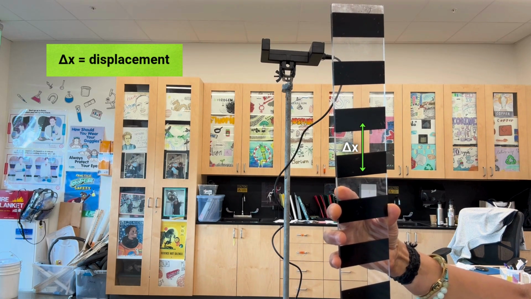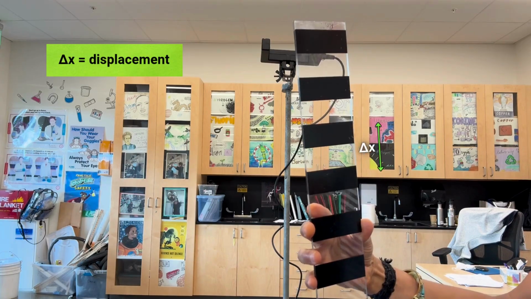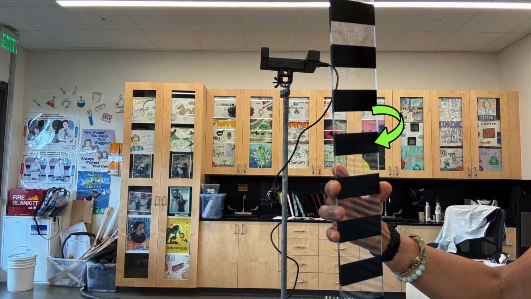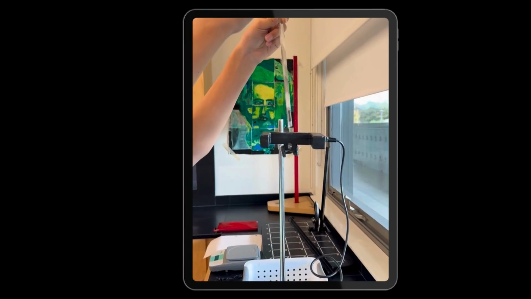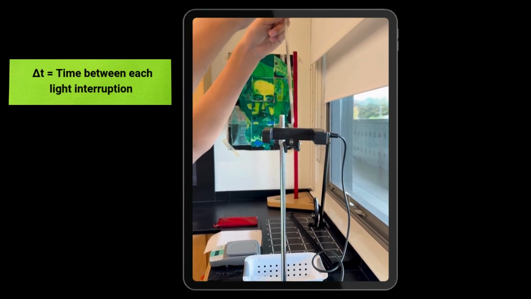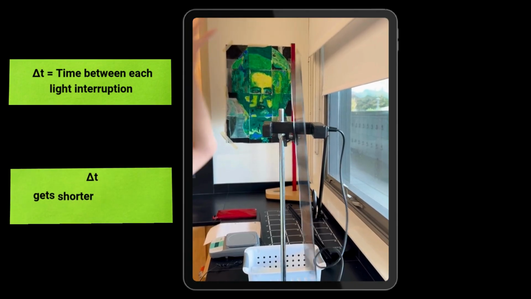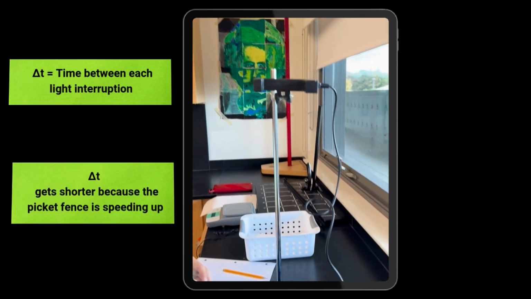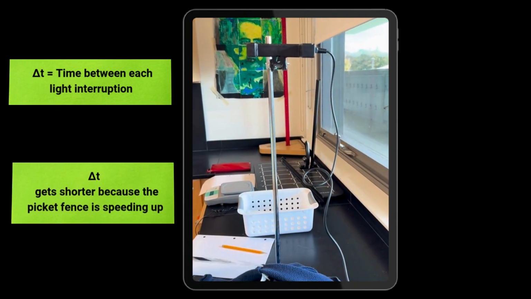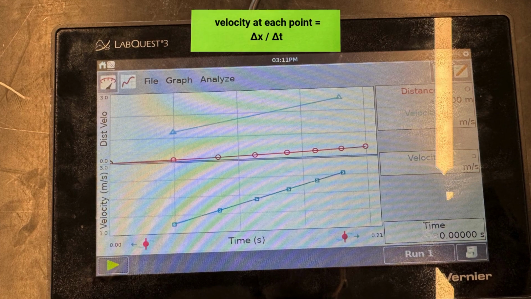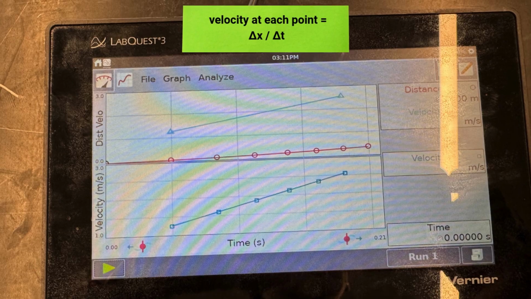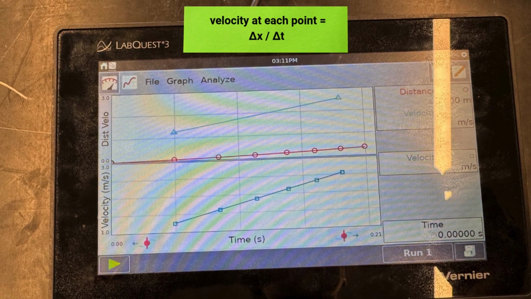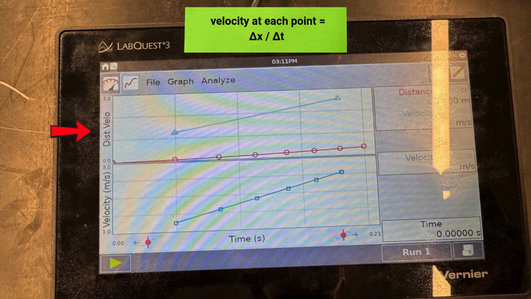Let's call this delta x, or displacement, representing the change in position from one dark bar to the next dark bar. As the picket fence falls, the time between each light interruption, delta t, gets shorter because the picket fence speeds up as it falls. The LabQuest divides delta x by delta t to calculate the velocity at each point, and then automatically plots both the d-t and the v-t graphs.